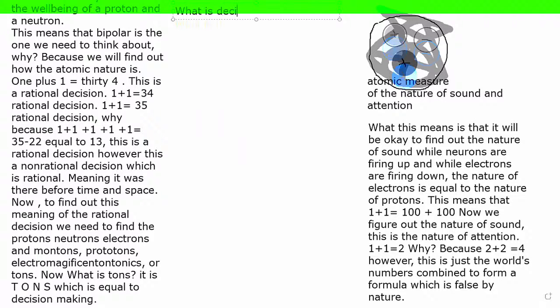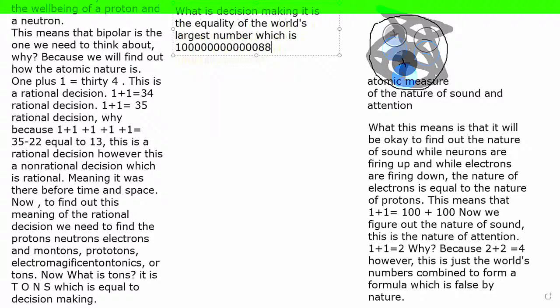What is decision making? It is the equality of the world's largest number, which is 100,088 plus 100,099 plus 100,021 plus 100,029 plus 100,024, I'm sorry, plus 100,089.